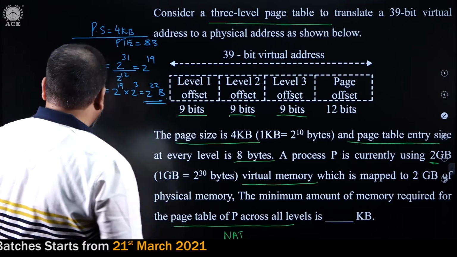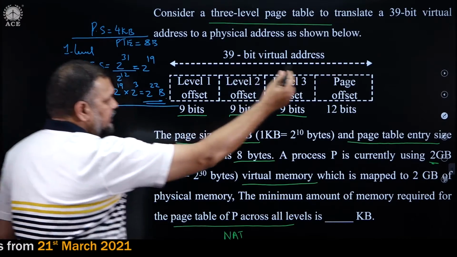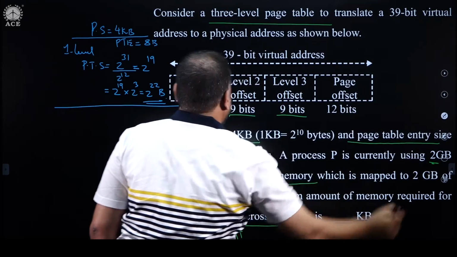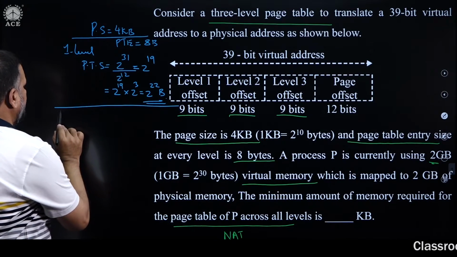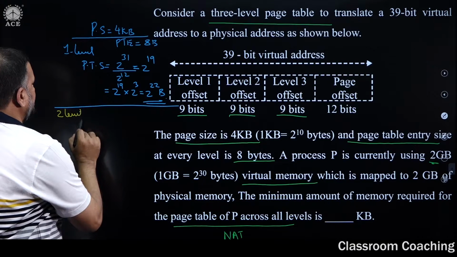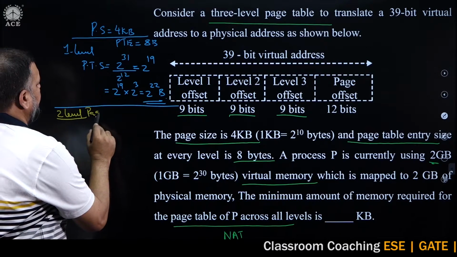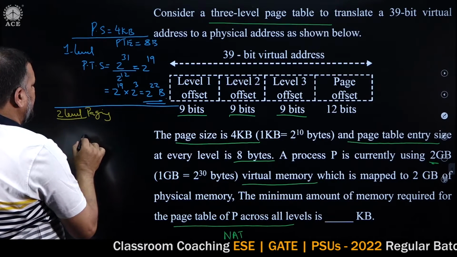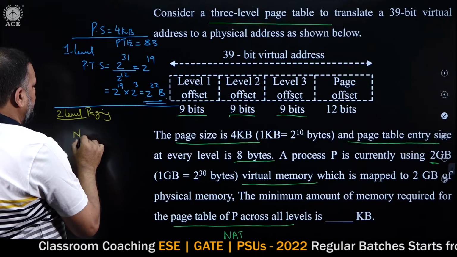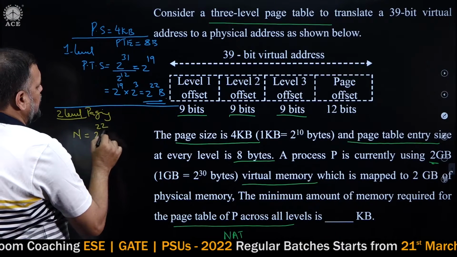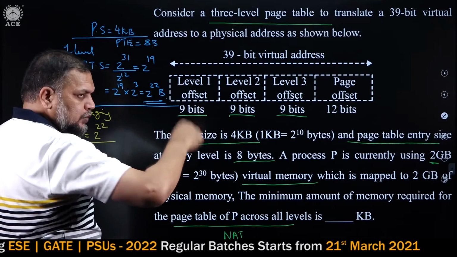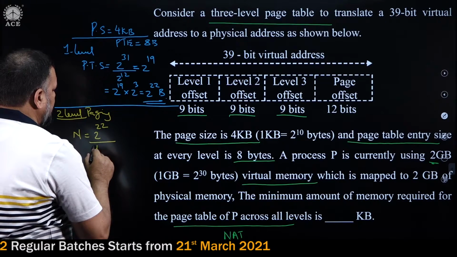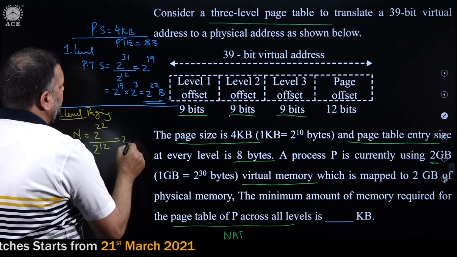Now, when I go for two level paging, I will write with a different ink. If I go for 2 level paging, what is going to happen? This 2 power 22 bytes, how many pages will I get? Number of pages is 2 power 22, which is actually including the entry size, divided by 4 KB, 2 power 12.